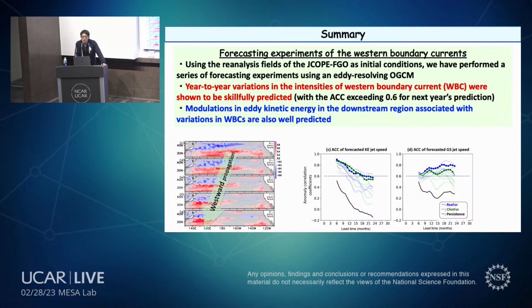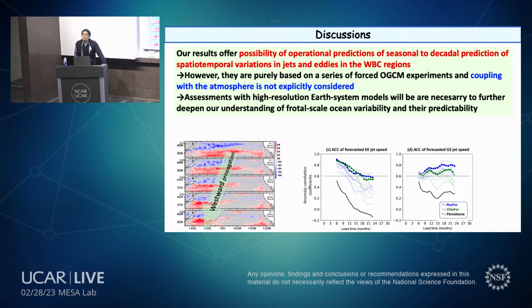In addition to the jet speed of both jets, we also succeeded in predicting multi-year modulation in eddy kinetic energy in the downstream region, which is deterministically connected to the speed of the western boundary current jet. So the above results offer some kind of operational seasonal to decadal prediction of spatial temporal variation in jets and eddies in the extratropical western boundary current region.